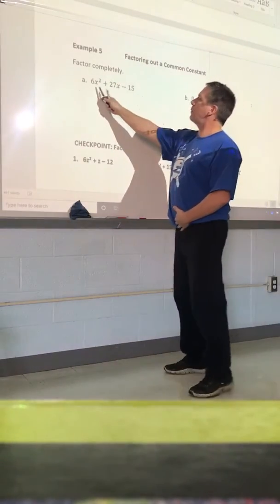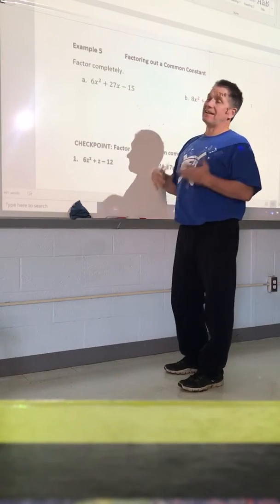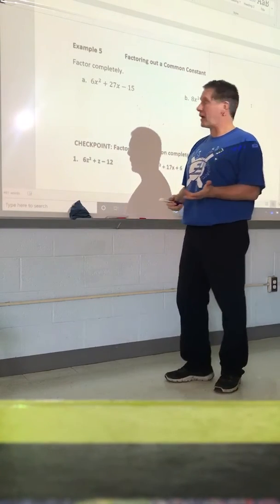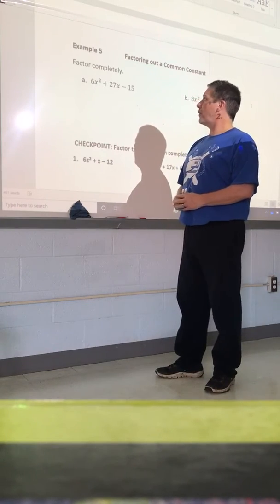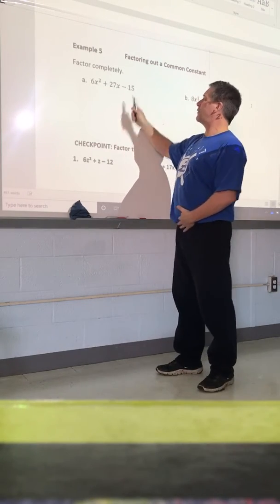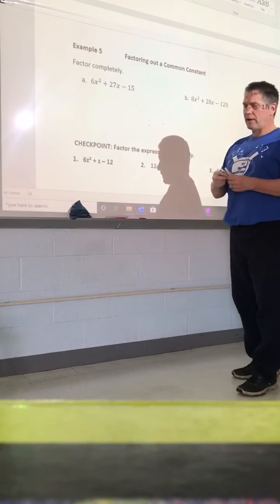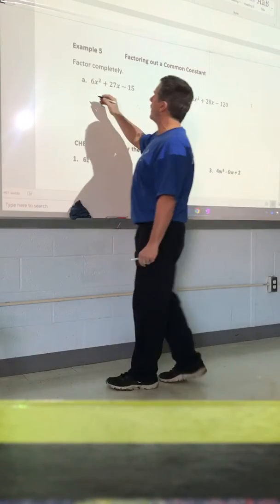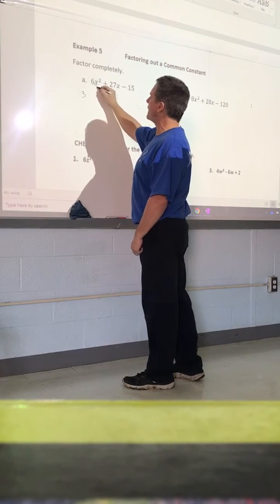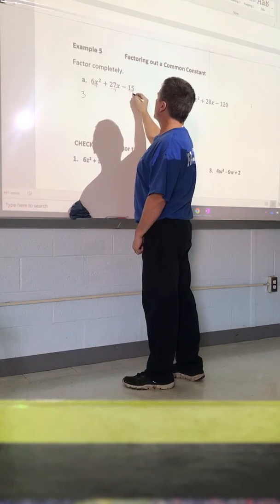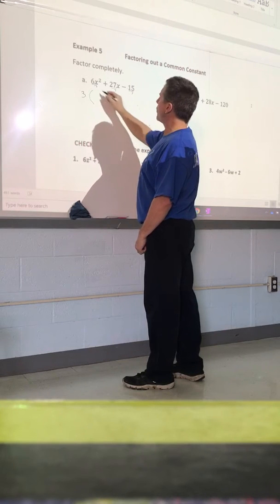So you look at the numbers 6, 27, and 15 and you say, okay, what can I factor out of this? And then you look to see if they have a variable in them. But the 6, the 27, and 15 are all divisible by 3, so we want to factor that 3 out. So we write the 3 out front, and then we divide them each by 3, and that is going to go in the parentheses.